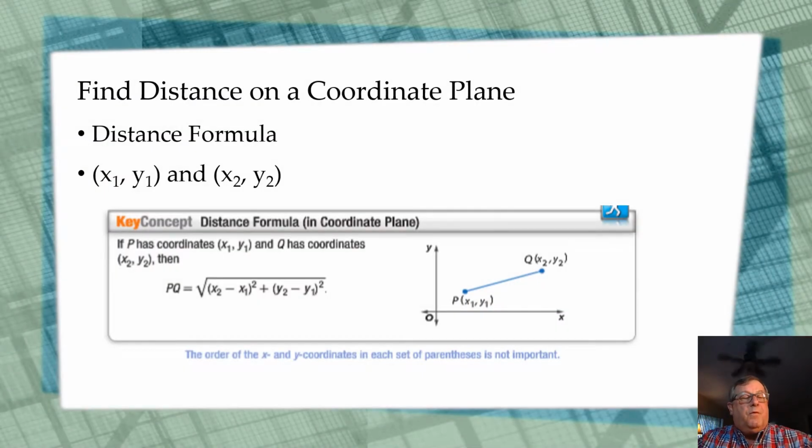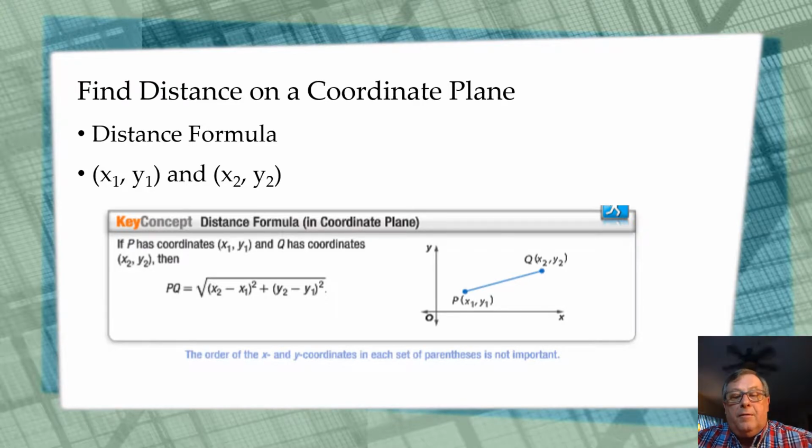We're now going to explore finding distance on the coordinate plane. And this is a skill that you do need to learn, do need to get comfortable with, because it comes up every so often. We never completely get away from it. Finding distance on the coordinate plane.